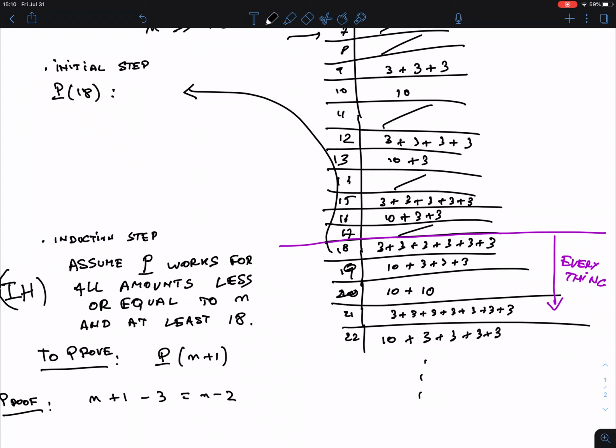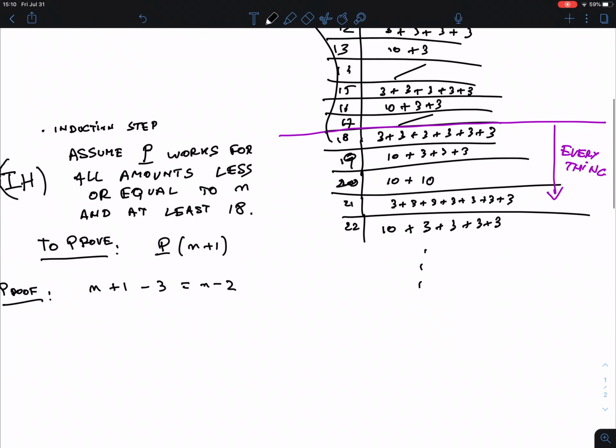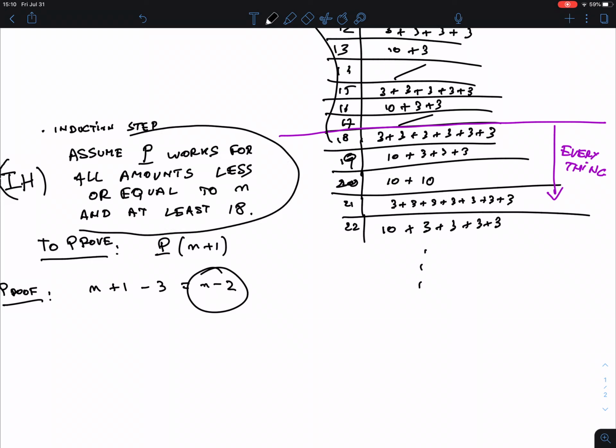But my claim is I need to do a little bit more here. And this is something that we also will see in today's lecture. So, okay, n minus 2. I need to do it for n minus 2. By induction hypothesis, I know this, right? Because I know it is true for all amounts less than n, n minus 2 is less than n, at least 18.